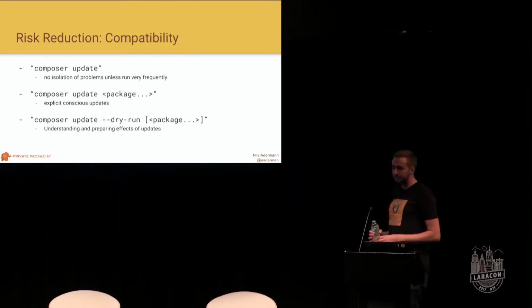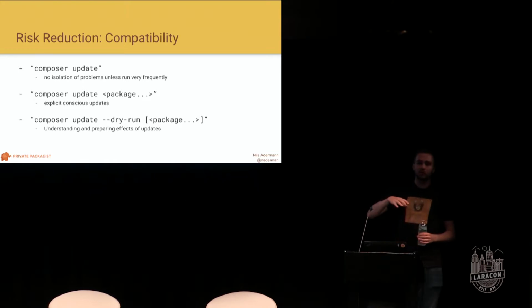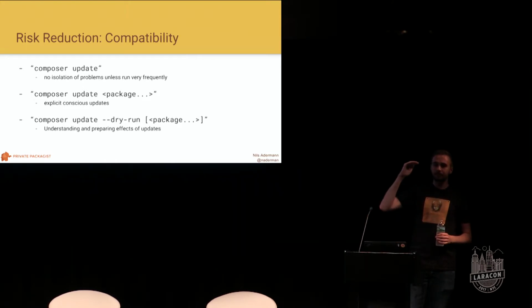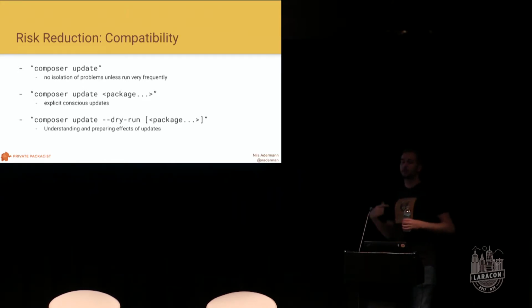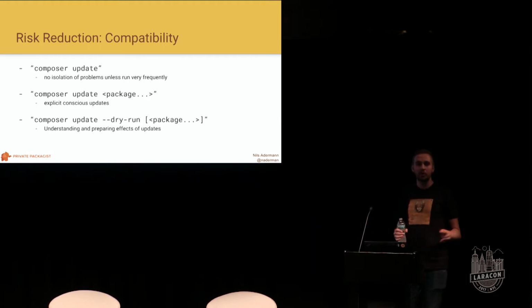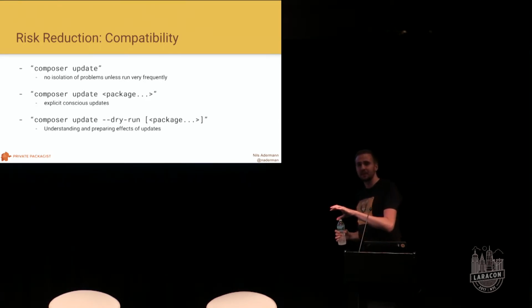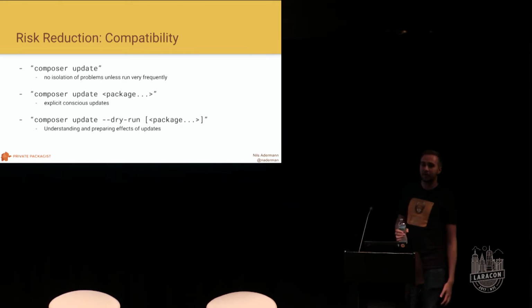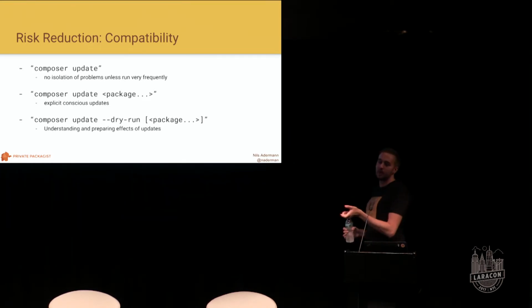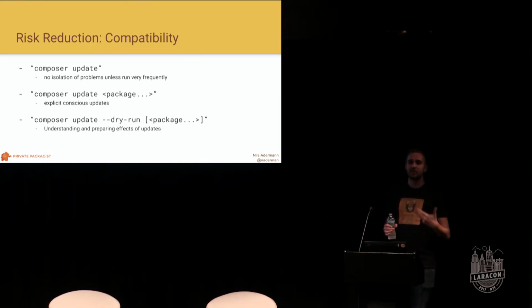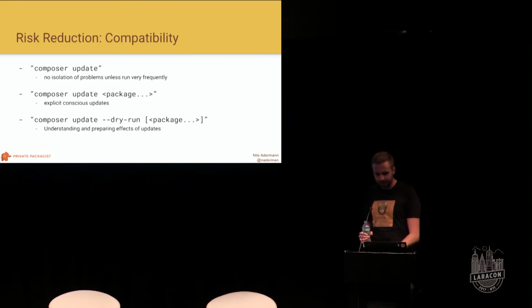And to help you with that, you can use this dry run option for Composer, which rather than actually doing the update, will simply output what it would do if you were to run an update right now. So you can run a Composer dry run update. It'll tell you all the things that would need to be updated. And then you can individually update them and test in between and make sure that something still works.